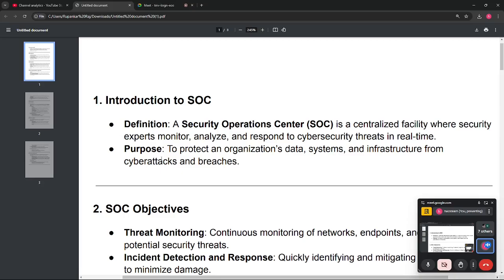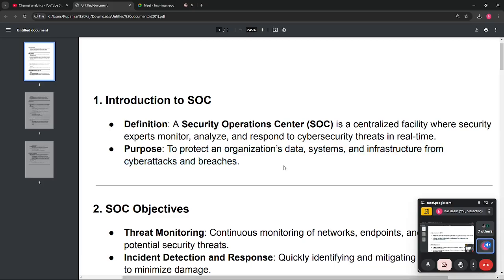So the purpose of SOC is very clear. The key purpose of SOC is basically to centralize monitoring. First of all, SOC collects data from various sources like servers, firewalls, endpoints, and applications, whatever is configured in the IT infrastructure. They first collect the data from those sources, and then they monitor them.